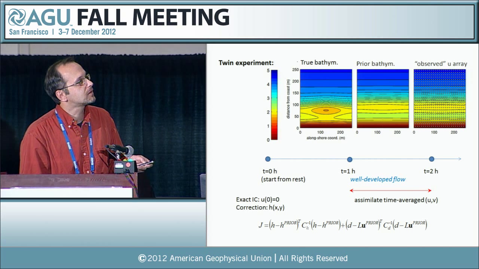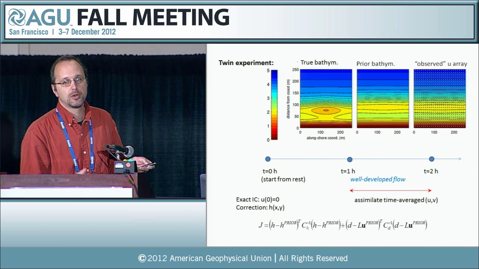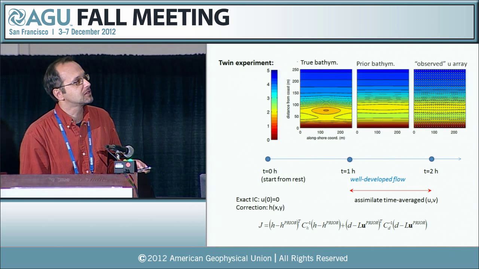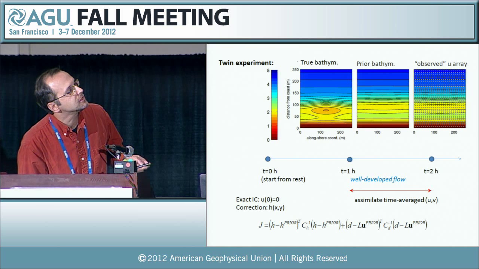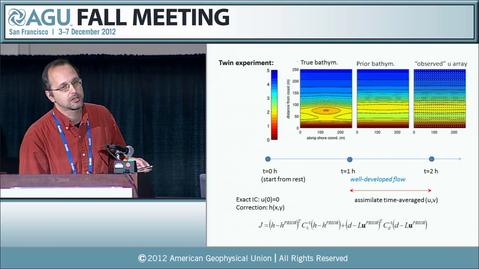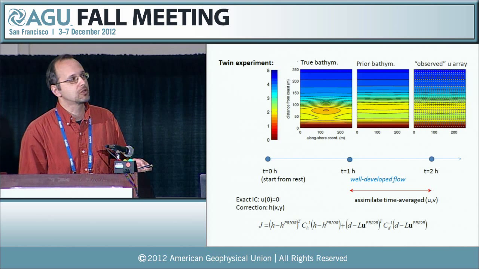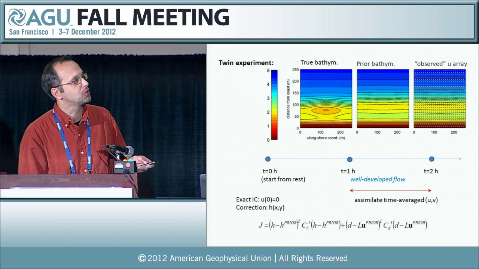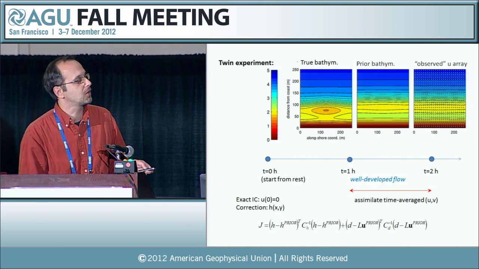All right, so we run the true bathymetry case, sample velocities with noise, and try to simulate it in the prior bathymetry case. I don't know if you can see clearly, but our assimilation array consists of U and V, two components of velocities, every 10 meters in this area, covering about half of the domain. I show only the half of the domain closest to the coast.